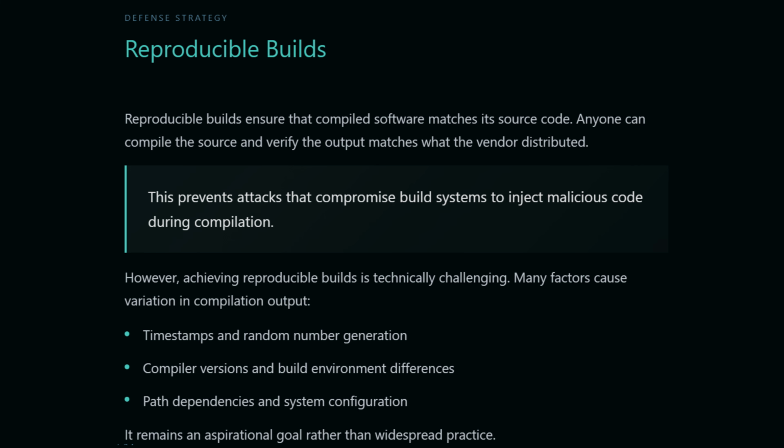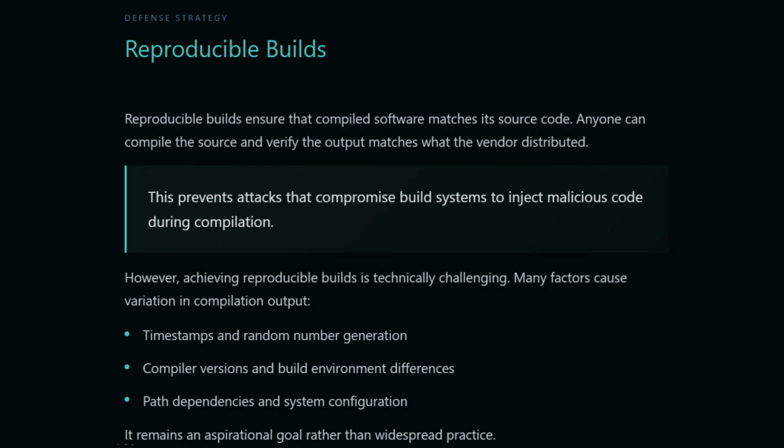Reproducible builds are a technique for ensuring that compiled software matches its source code. If builds are reproducible, anyone can compile the source code and verify that the output matches what the vendor distributed. This prevents attacks that compromise build systems to inject malicious code during compilation.